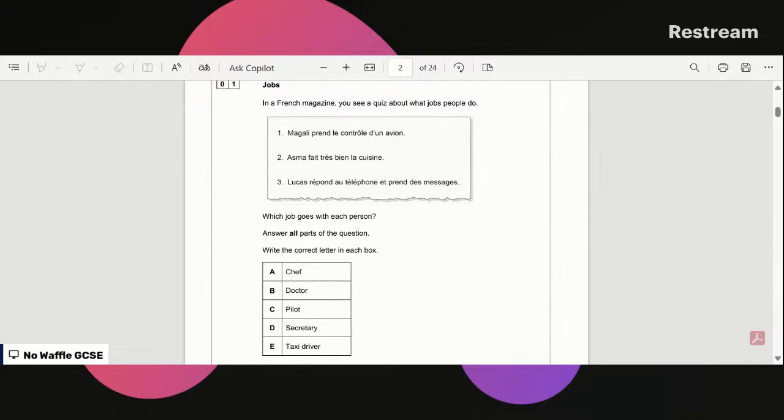So let's try and bring this down. If you can see a French Kahoot, can you link it in the chat, please, and then we can go over that. Thank you. So, which job goes with each person? Put your answers in the chat and we'll go through them.